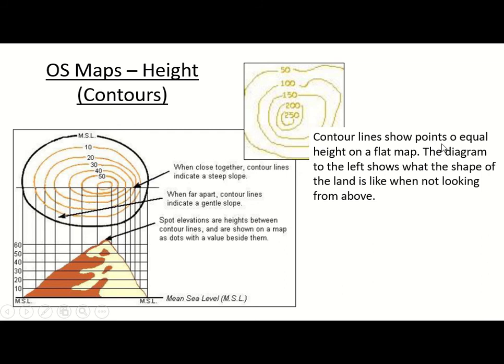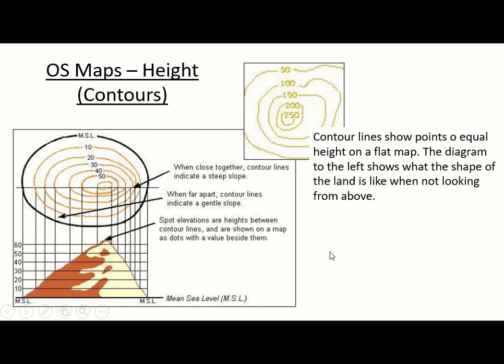So contour lines show points of equal height on a flat map. Because a map is a flat bit of paper, you want to know if, let's say you're going to take Granny for a walk and she's in a wheelchair, the last thing you want to do is take Granny for a walk where you've got a mountain to go up, because there's no way. A map would only tell you that if you saw the contour lines first. So that's why they're there, to show you what the land would look like in terms of its height.